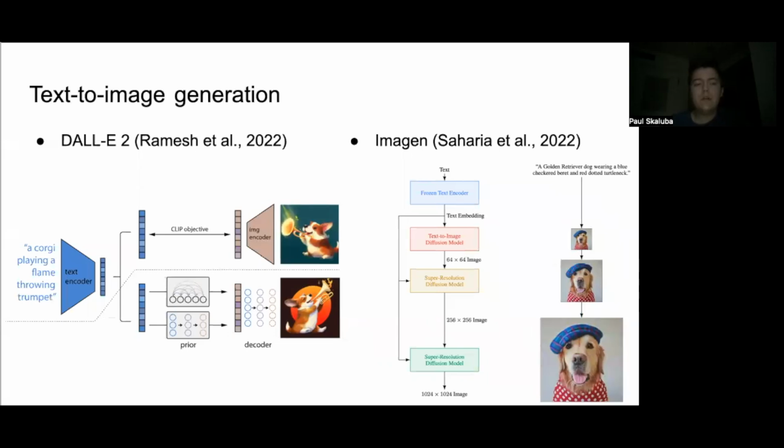Text-to-image generation has become a very popular application of diffusion models. DALL-E 2, introduced in 2022, uses CLIP latents that are frozen and then performs the denoising diffusion model. And Imagen uses classifier-free guidance. This is a model from Google and from 2022 that has a frozen text encoder and performs a base UNet diffusion, as well as several super-resolution UNet diffusions to increase image quality.